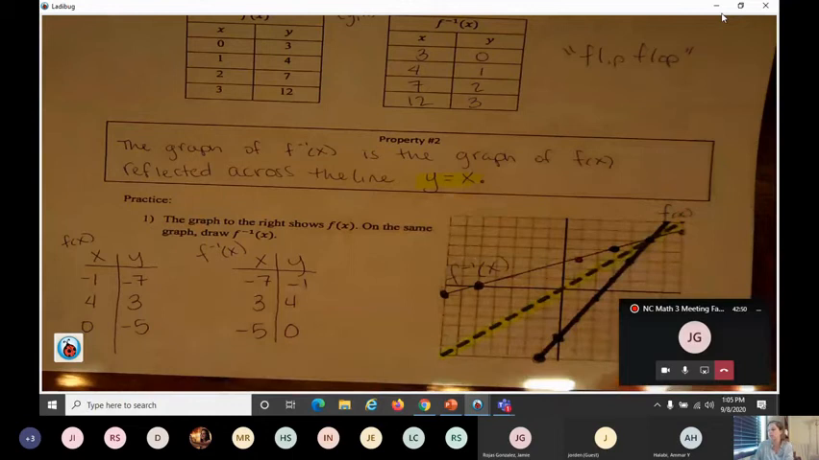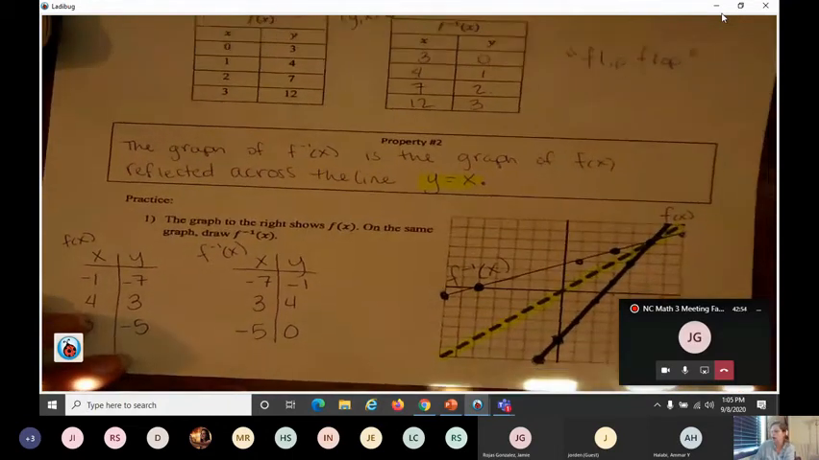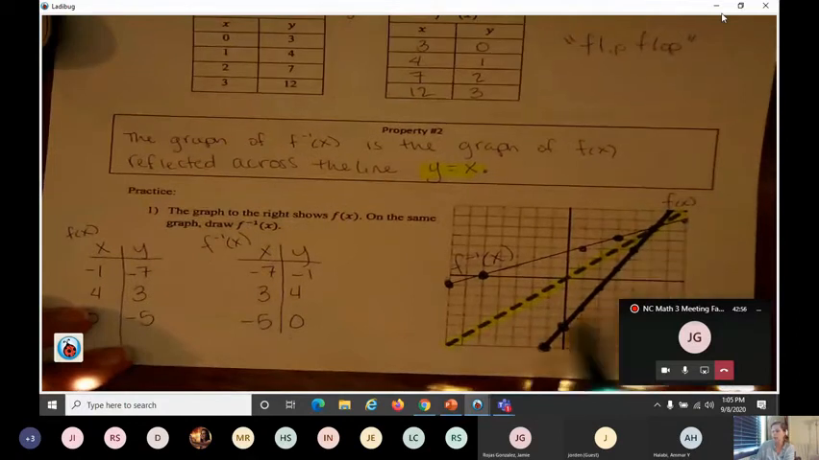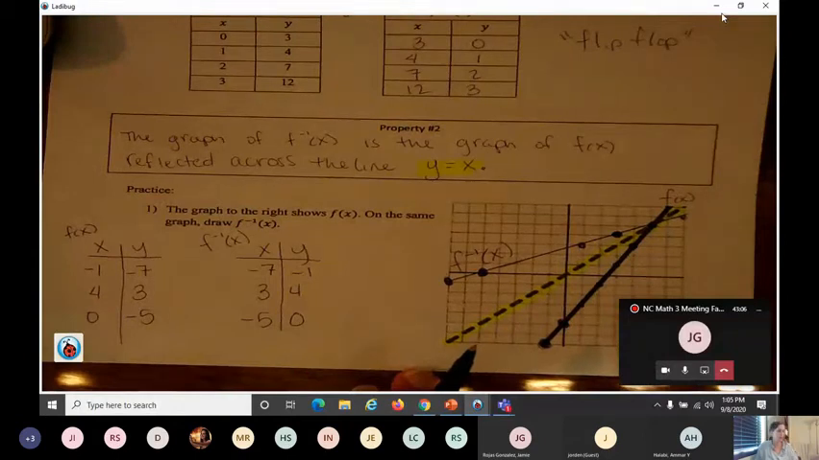Okay, so you can try to visualize it, try to reflect it across yourself. That's totally fine. If you want, you can also just pick some points, put them in a table, and flip them around, then plot them to make sure that you're getting the correct inverse function. So what questions do you guys have about property 2? Does anybody need a minute to copy this down?